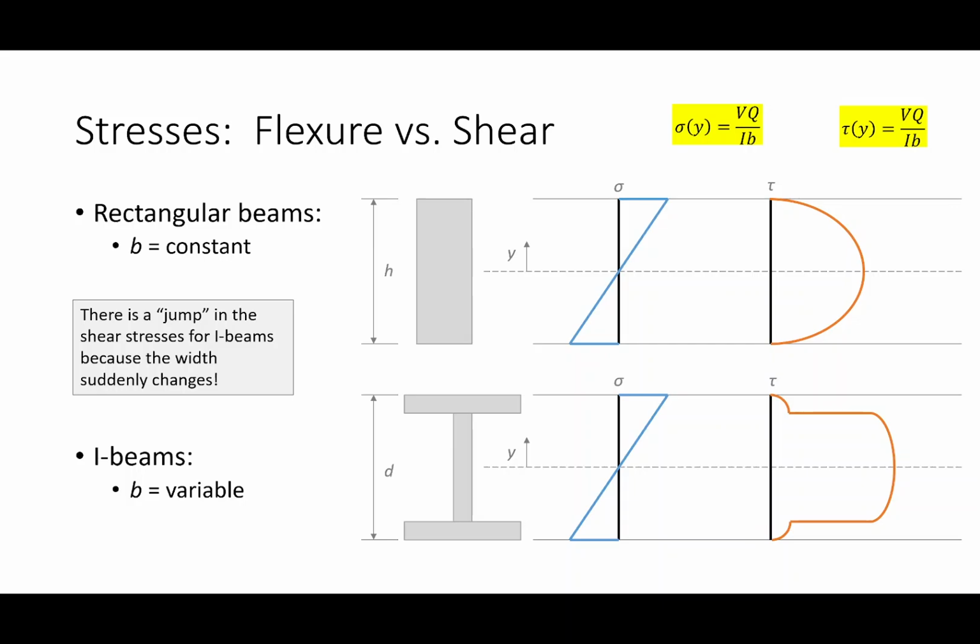So what happens here? Remember, b is that denominator. And what happens from here? So we have a b, b, b, boom. We have a sudden jump, a sudden change in b, because that's the width of the beam. So think about it like this. If the width from here to here suddenly gets smaller, it means this denominator suddenly gets smaller. And if the denominator suddenly gets smaller, the shear stresses suddenly get bigger.